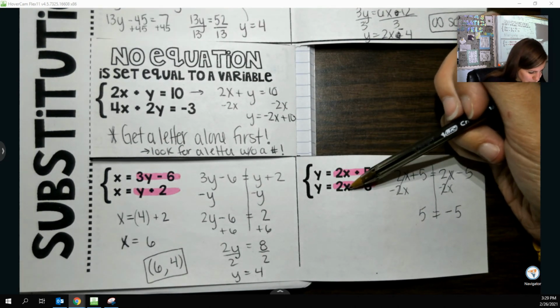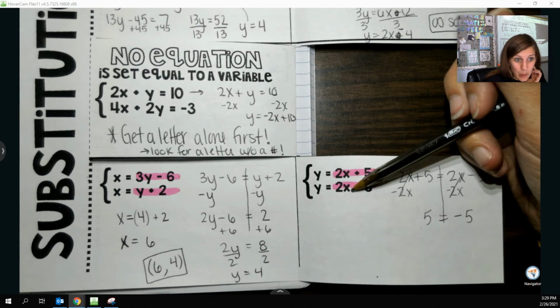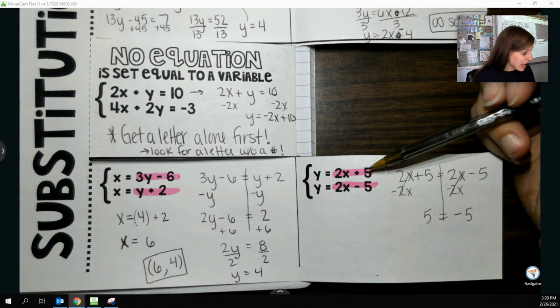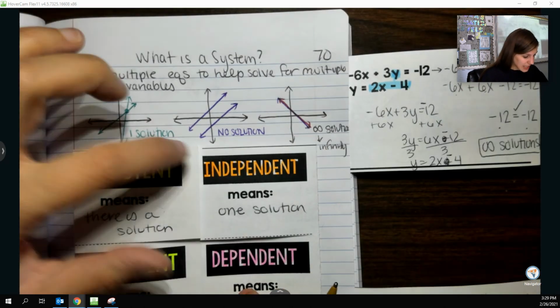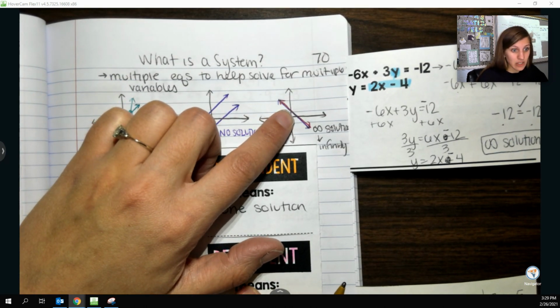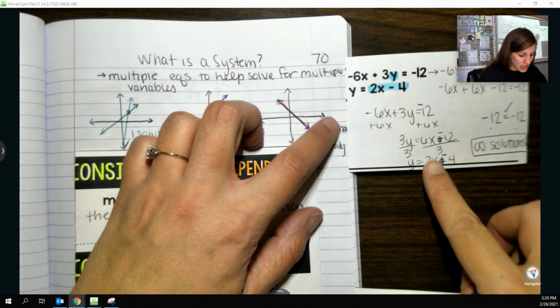And actually, if we take a look back at these two lines, they have the same slope, but different y-intercepts. And if I have the same slope, I'm parallel. And if I have different y-intercepts, I'm definitely parallel. Like that's this situation right here. Not two lines on top of each other, because two lines on top of each other would be exactly the same, like 2x minus 4 and 2x minus 4.